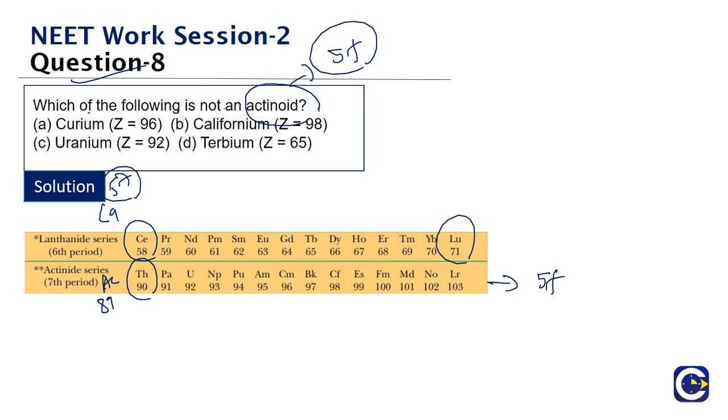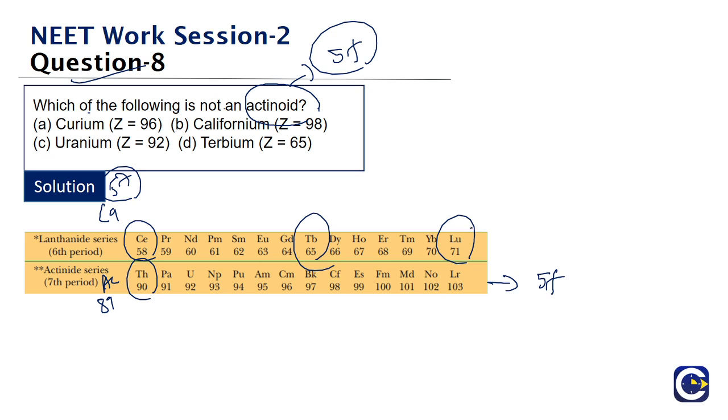What is the question they are asking? Which of the following is not an actinoid? So if you look at it, curium comes in 90 to 103. Then californium, it comes in 90 to 103. Uranium comes in 90 to 103. Only terbium, it will come in which series? It will come in the 4F series. You can see terbium is here. It is in the 4F series. So it is the lanthanoid.